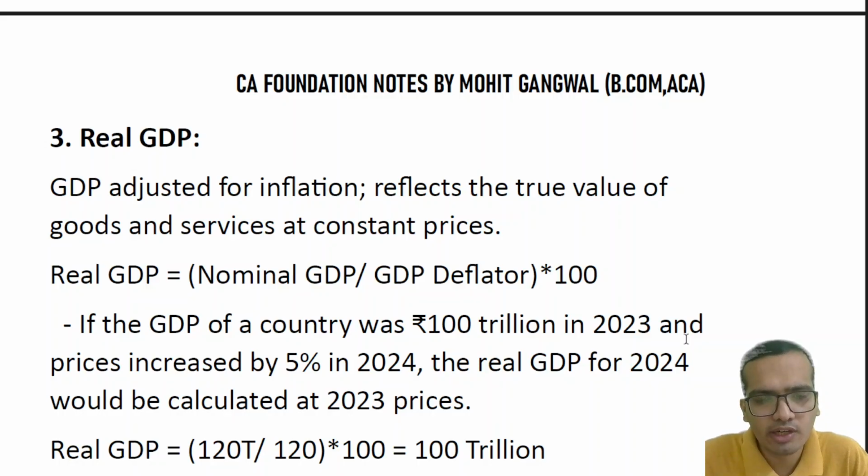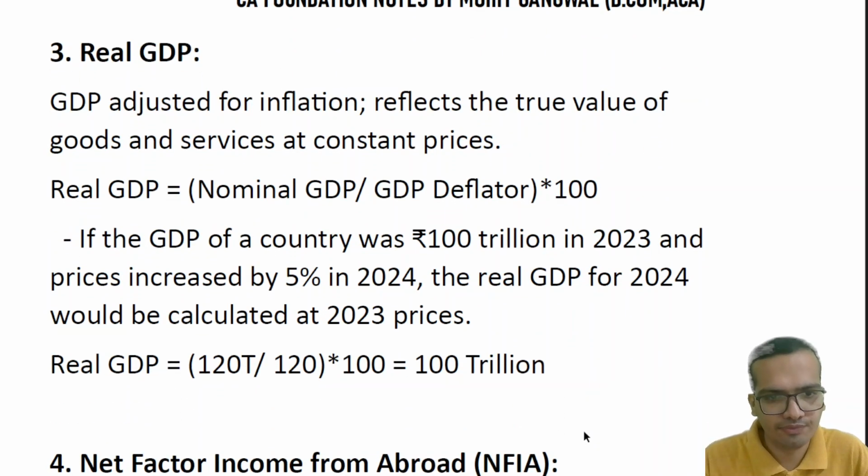If the GDP of a country was 100 trillion in 2023 and prices increased by 5% in 2024, the real GDP for 2024 would be calculated at 2023 prices. It means that instead of considering the current price, we calculate at a constant price for a past year, say for example 2023 in our case. So in our case the real GDP is 100 trillion.